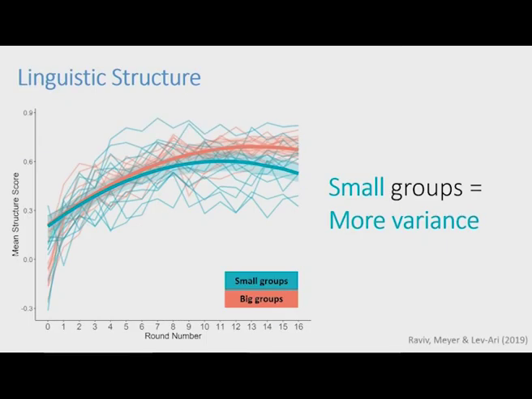We also find that small groups showed more variance, so maybe you can see they're kind of all over the place, while the big groups all behave in the same way. And so we think this is also because of the pressure to develop a systematic language. All groups, big groups, were under this pressure, but in the small groups, some of them could get away with other strategies, like, for example, never developing a lexicon together. And these findings suggest that maybe small communities are under more vulnerability to drift, but it's a speculation.